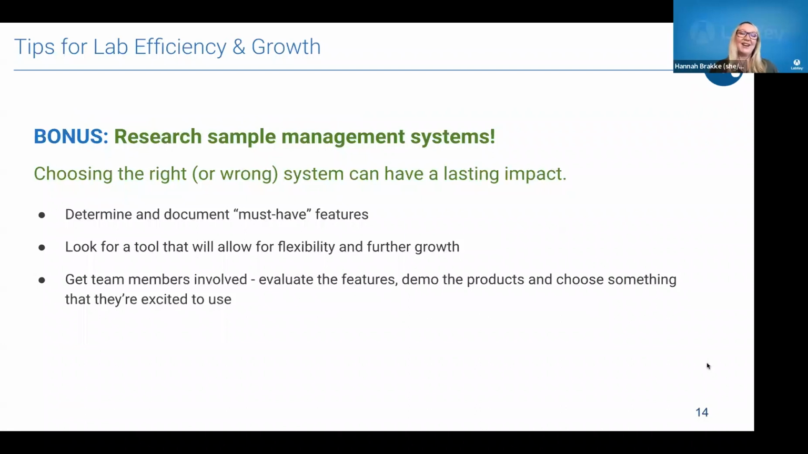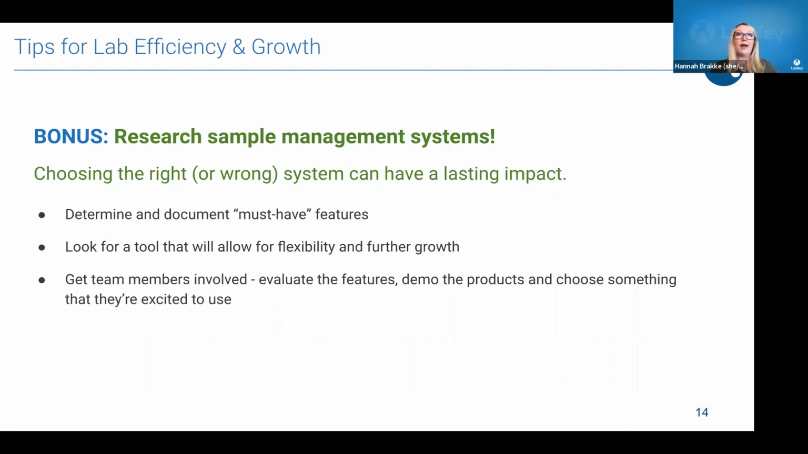The last thing here that I'll say is really do your research on sample management systems. There are a lot of good ones out there that will help support this type of work. It makes your life easier, it makes auditors' lives easier, and truly you do see the value in these over time as the data entry becomes very consistent. Choosing that system can really have a lasting impact.